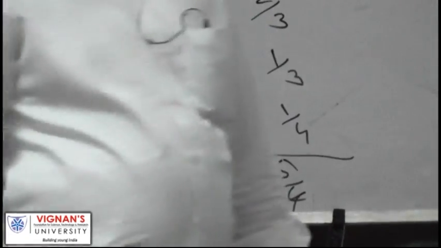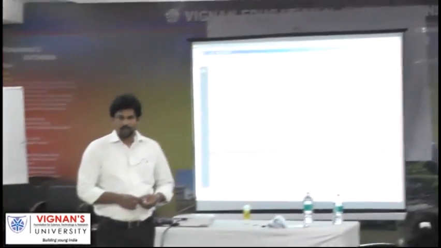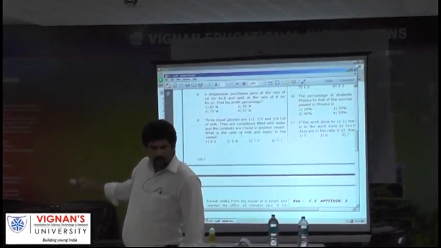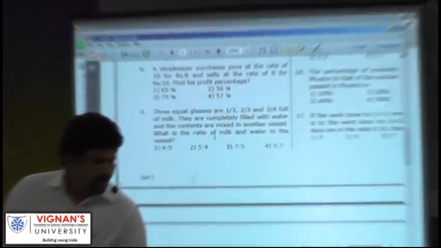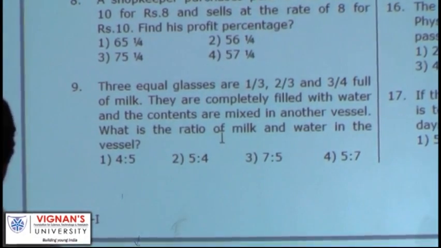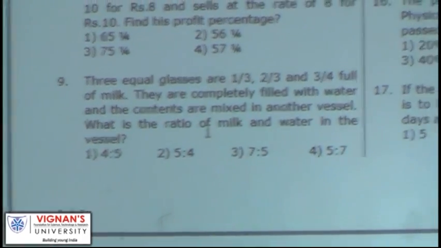What is ratio of milk and water here? 7:5. Because those three are equal glasses. Just we are adding total quantity of milk and total quantity of water. That gives you ratio of milk and water. Because those three glasses are emptied into another vessel. In that vessel, what is the ratio of milk and water? Next one.